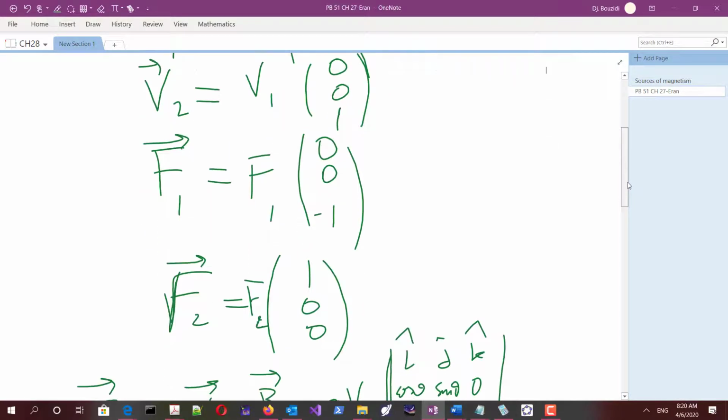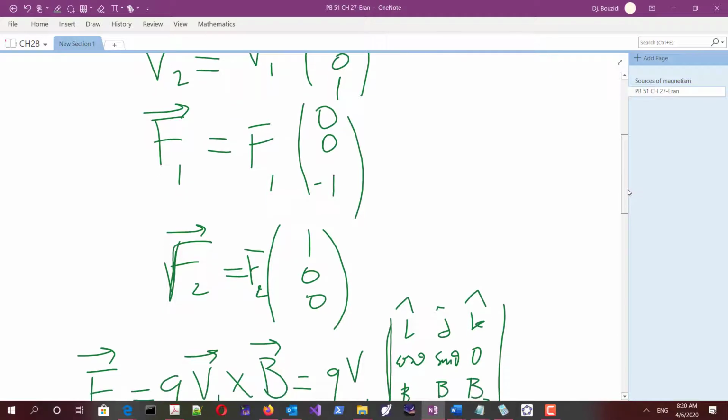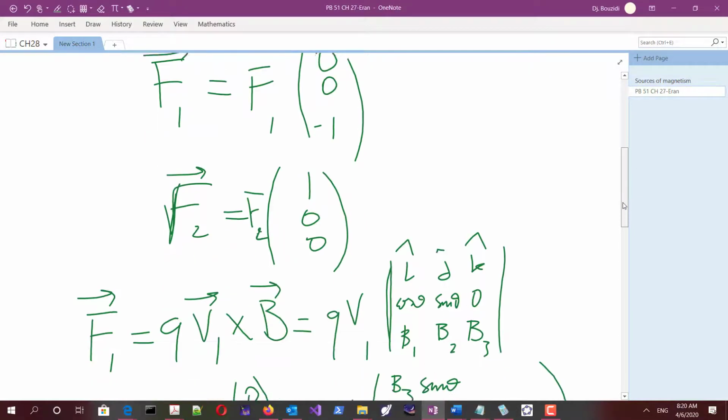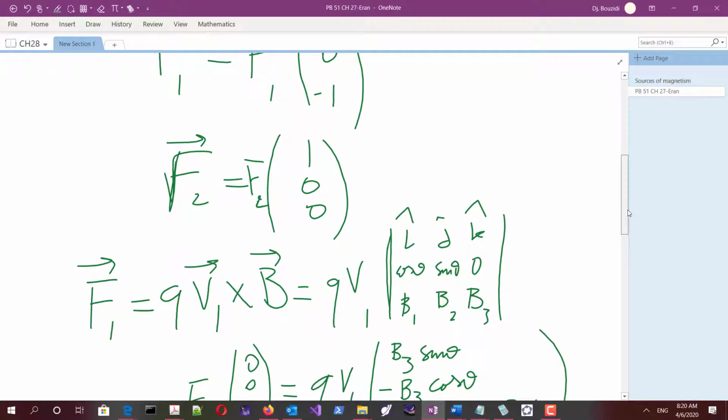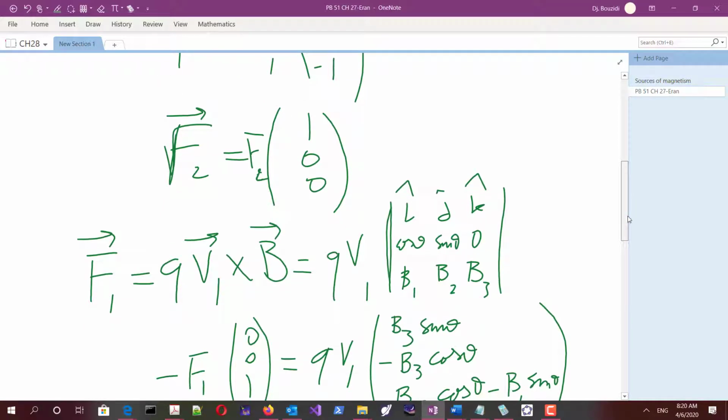F2 is given to be completely in the x direction. Its magnitude is F2 and its components are 1, 0, 0. So basically, based on that and the fact that the force is just a cross product of the velocity and the magnetic field B times the scalar Q, and Q is positive, so everything doesn't change in terms of the sign as far as Q is concerned.